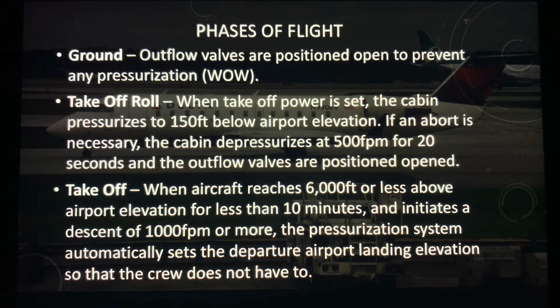During takeoff, when the aircraft reaches 6,000 feet or less above the airport elevation, and this is for less than 10 minutes, then initiates a descent of 1,000 feet per minute or more, the pressurization system automatically sets the departure airport landing elevation. And this is so the crew does not have to do that in case they had an engine fire or they need to get back on the ground immediately. It's just one less thing for the crew to do. So this is where the automatic part of the system comes into play.